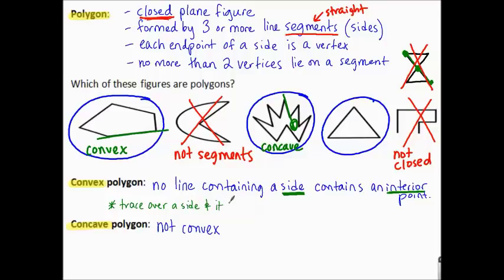So again, just to think of convex, think of it as trace over a side and the line does not go inside the polygon. That's a way that we can think about it being convex. So how about the last figure, the one that we would call a triangle? Any of the sides that I would trace over, notice it stays on the outside. So this one is convex.